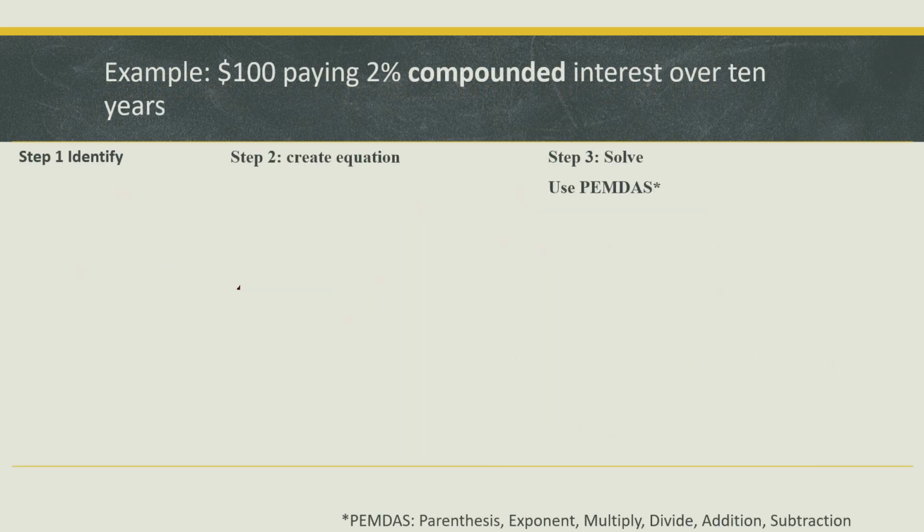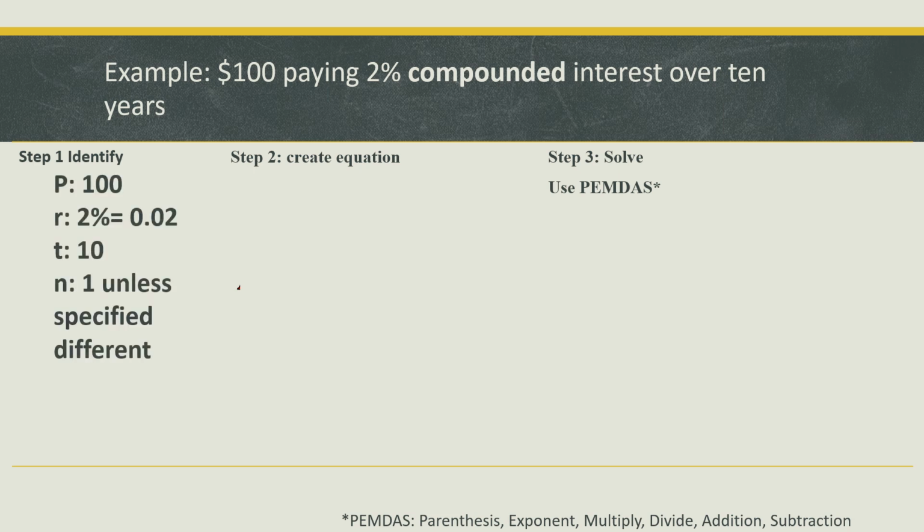So if we're doing $100 and we're paying 2%, but it's compounded interest over 10 years, then let's start off with our usual step. Step 1, let's identify what we have. We know that our P is 100, we know that our R is 0.02 because we converted 2%, and we know that our T is 10. Now the only difference is, instead of it being the simple interest where it's just those three, we're going to add 1 with an N. The reason why we're doing it with 1 is because it's not specified that it's adding up more than once a year.